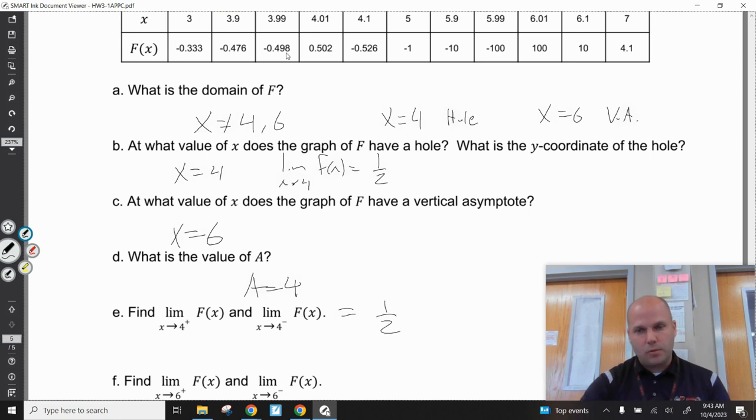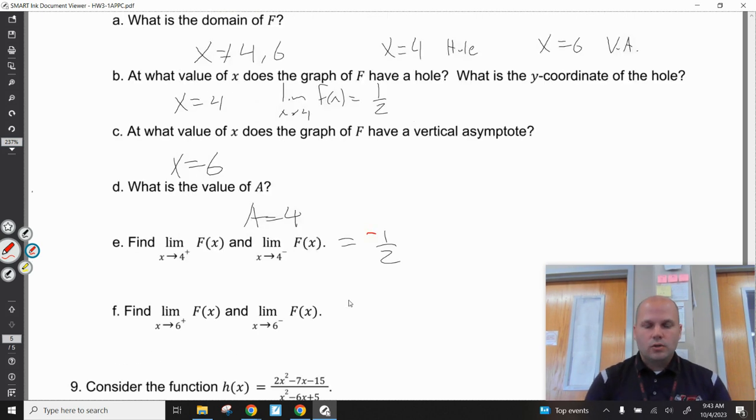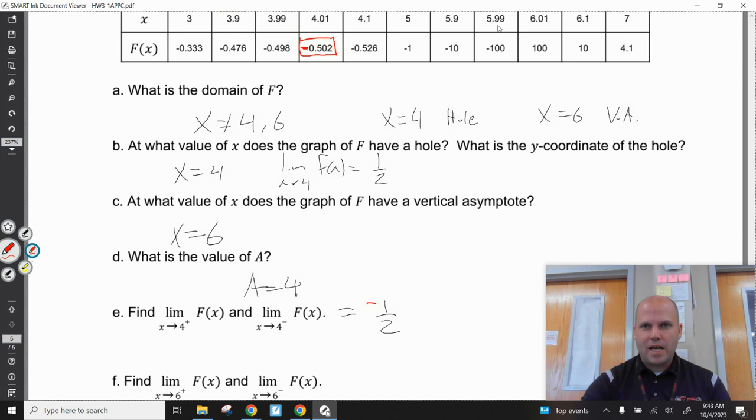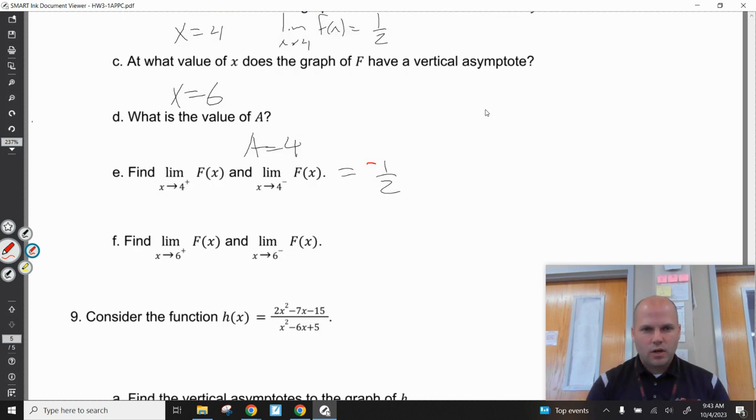To the left of 4, I'm close to, oh, geez. We made a mistake here. Heads up on the homework. That should be a negative value. I've got to tell everybody. Negative 1/2. Now, to the left of 6, 5.99 is to the left of 6. My values are not getting close to anything, they're getting larger in the negative direction. But to the right of 6, my values are getting more and more positive.